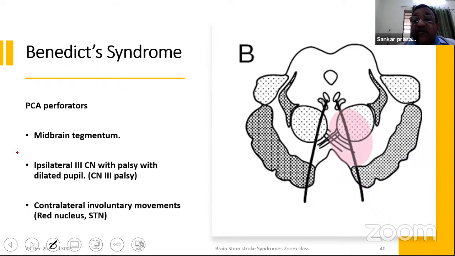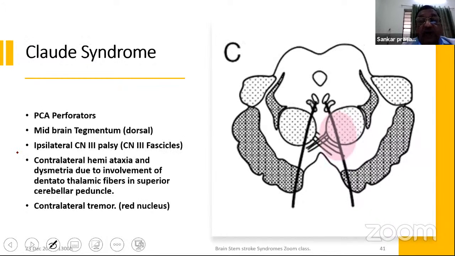Substantia nigra are also affected. So contralaterally, you will have involuntary movements. Okay, right. Claude syndrome. Here again, tegmentum of midbrain and cranial nerve 3 are involved. Ipsilaterally, that fascicle is involved. Contralateral hemiataxia and dysmetria due to involvement of dentatothalamic fibers in the superior cerebellar peduncle. So you have contralateral tremor, that is Claude syndrome.